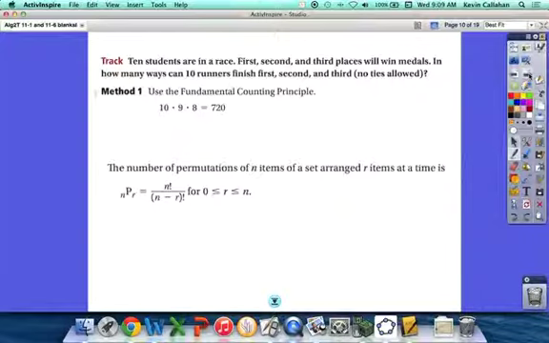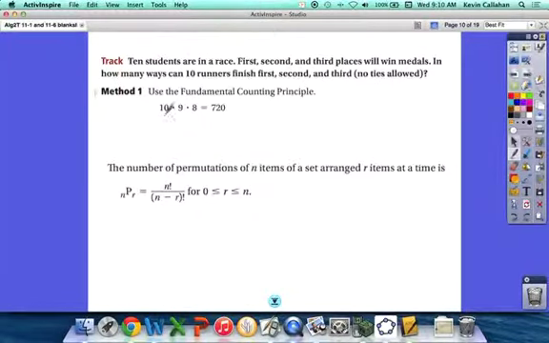But there is a formula for it. Right here, it says there's 10 students in a race. First, second, and third places will win medals. In how many different ways can 10 runners finish first, second, or third?